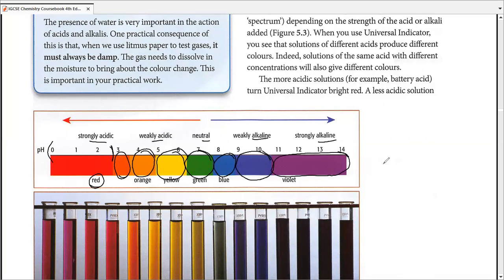Universal indicator is actually a very good one because it can give you a very long range and different colors for different mediums, giving you a very good idea of the pH or the medium.